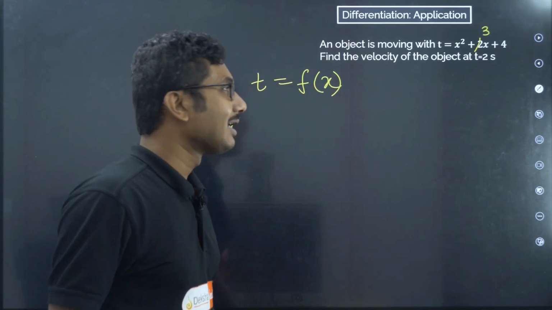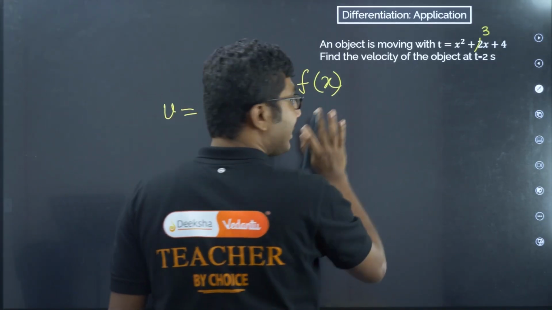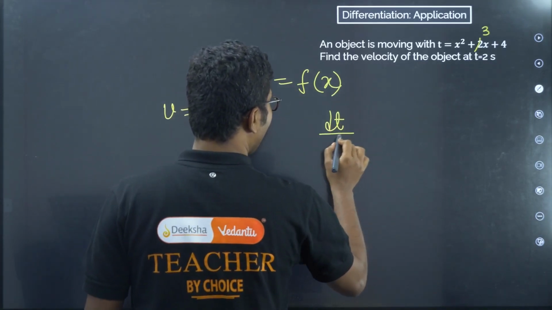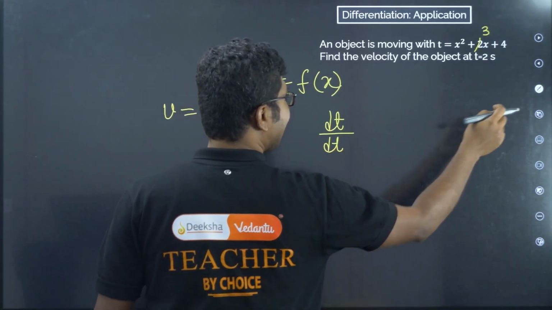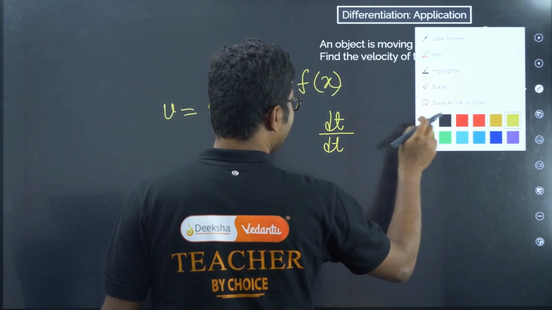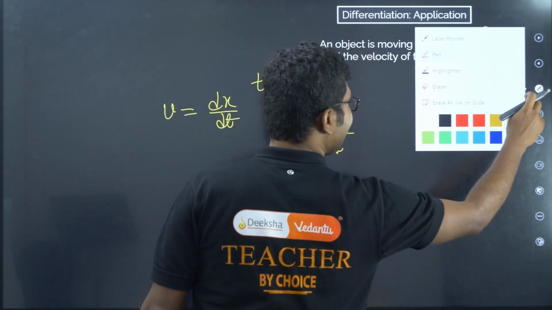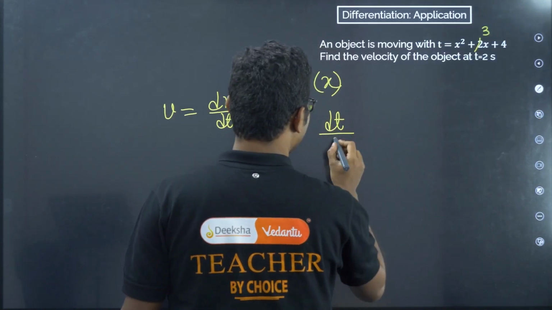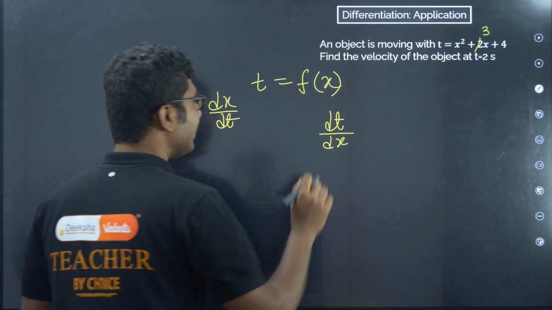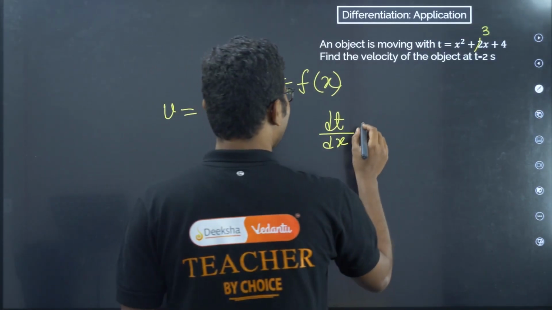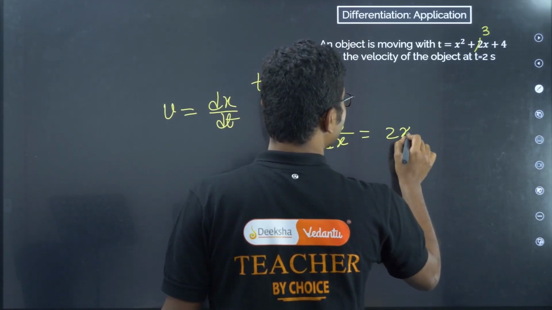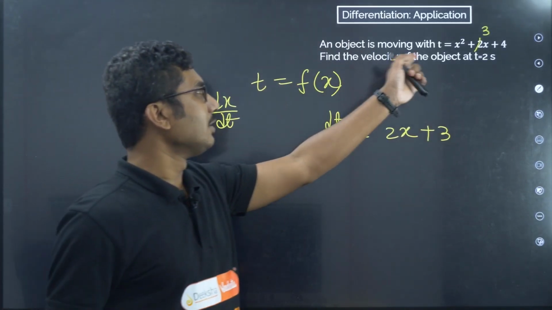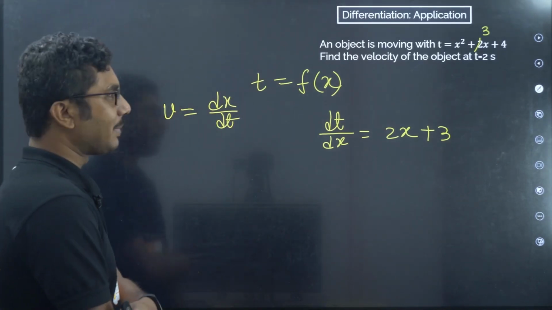So what is the trick? We know t is given like this, right? So what we can write? We can write dt by dx. I am not saying d/dx of t. Okay, remember that we are not saying d/dx of t. I am just simply saying dt by dx. There is a reason behind that, you will understand soon. So dt by dx, what will be the value? It will be 2x plus 3, right? Constant will be 0 and this will be simple like this.